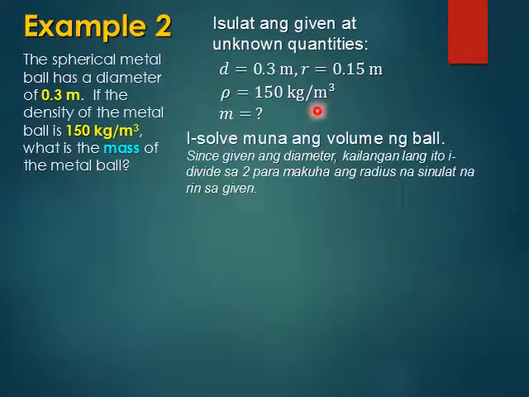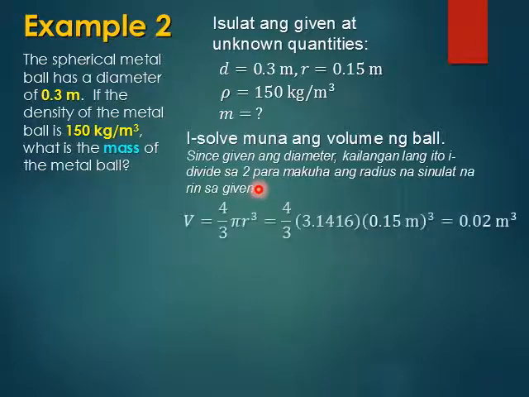So, isolve muna natin yung volume ng ball. So, katulad nga kanina, di ba, nabanggit ko na since diameter ang given, kailangan natin munang makuha yung radius. Yan. So, kaya ang gagamitin natin dito sa pag-solve ng volume ng spherical metal ball ay yung radius na 0.15 meter. So, using the formula for the volume of the sphere, you have 4/3 pi r cubed. So, substitute lang natin. Gagamitin natin yung 3.1416 as the value of pi.